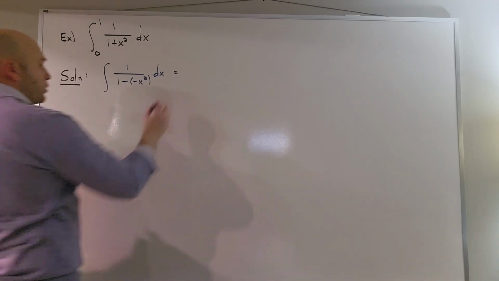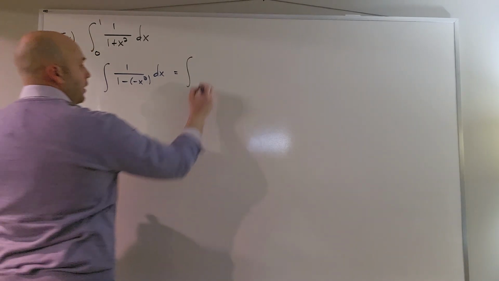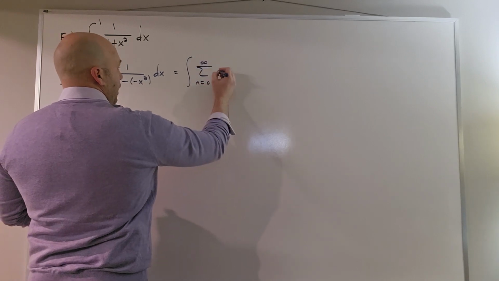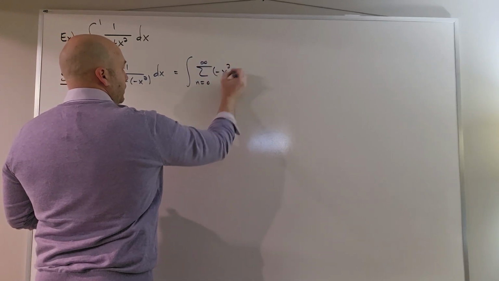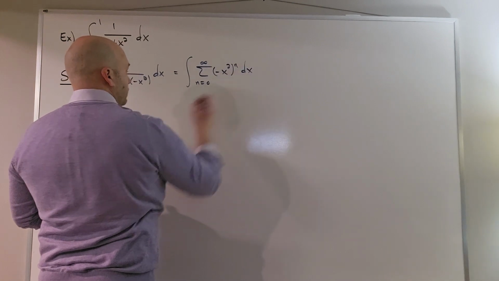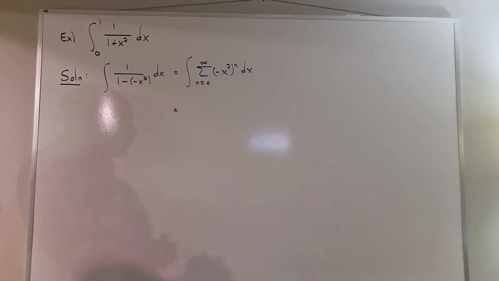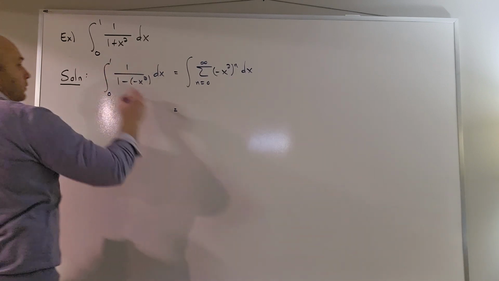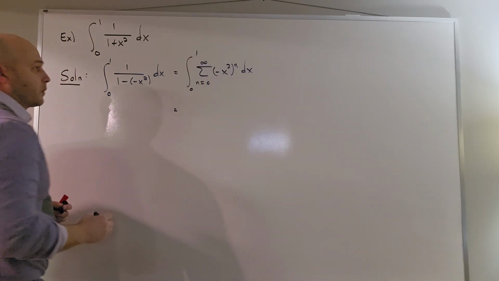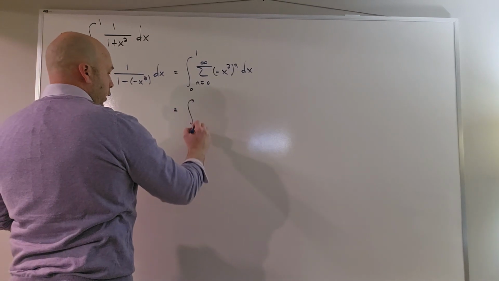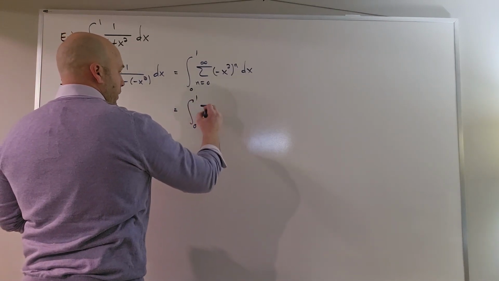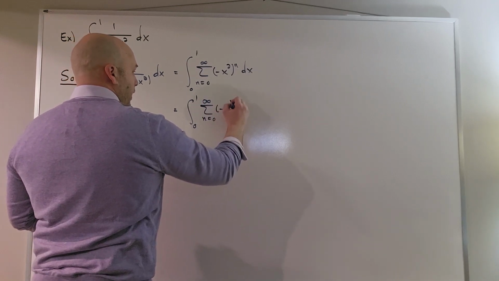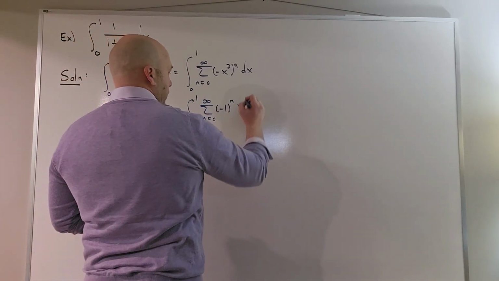So that means this would be the integral from 0 to 1 of the summation of negative x squared to the n. It's very similar to the previous example. And then this would be the integral from 0 to 1 of the summation of (-1) to the n, x to the 2n.